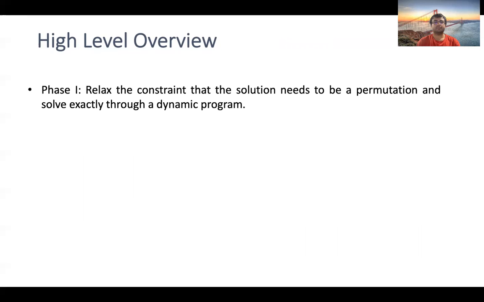High-level overview. The high-level overview is the following of our algorithm. Instead of directly trying to go ahead and get a permutation, first we will solve a relaxed version to it. The relaxed version will relax the constraint that the solution needs to be a permutation. How this will help us? This will help us in the following way, that in fact, we can write a dynamic program to compute exactly a solution which is not a permutation, but this will be an exact solution. The dynamic program will be exponential in m, but since m is constant, this is still polynomial in n, which is the size of the permutation.